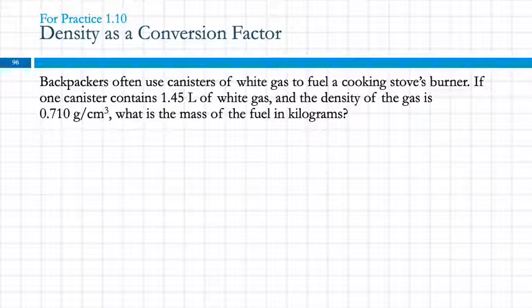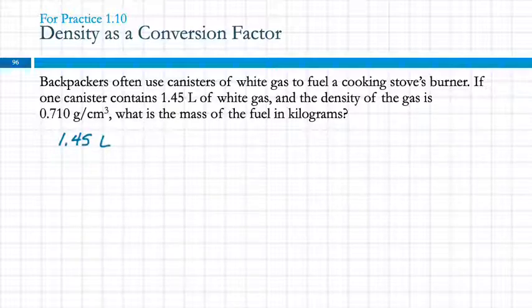So, again, we're going to read the story. Backpackers often use canisters of white gas to fuel a cooking stove's burner. If one canister contains 1.45 liters of white gas and the density of the gas is 0.710 grams per cubic centimeter, what is the mass of the fuel in kilograms? Read all the words. Because, at the end it could say, do you like chocolate? Right? And then you wouldn't have to do anything. It's not going to happen.